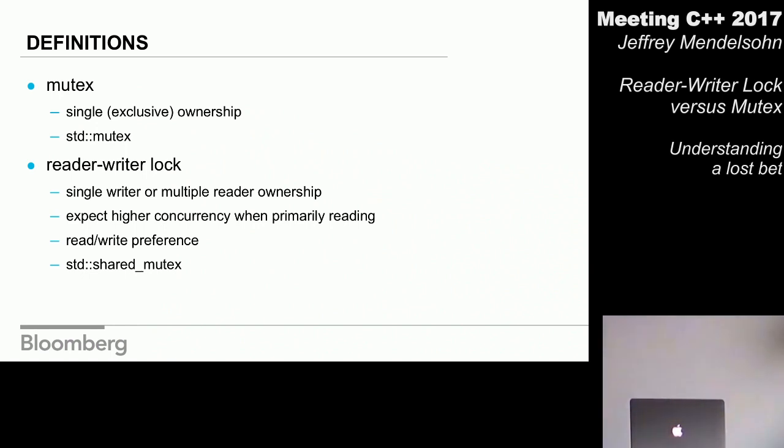A reader-writer lock is a bit different. It allows either one person to have exclusive access, one writer, or multiple readers to have access and work concurrently. Sorry, is there a question? No, okay. So therefore, when we have multiple readers going through, we expect higher concurrency, we expect to get more work done in the same amount of time, we expect good things. That's why we use them.